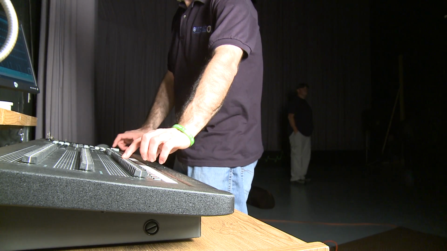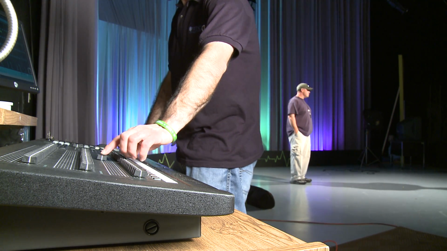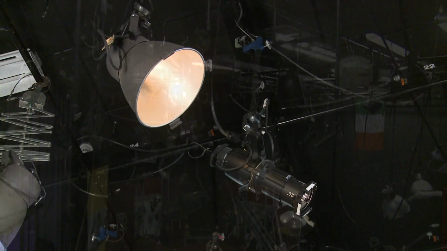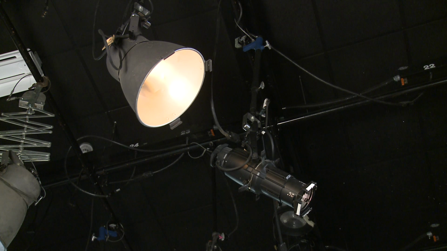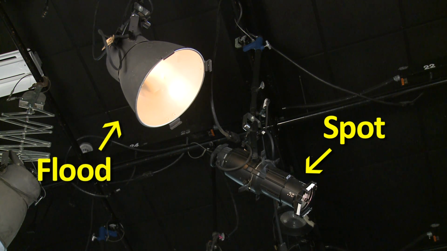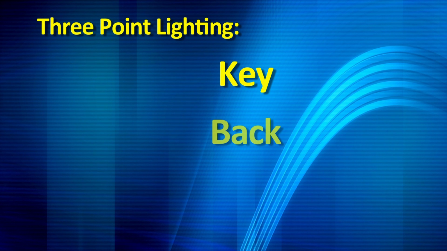To properly light something, we control the amount of light using the light board and the position of where we hang the lights from the light grid. Two types of lights that we use at WDSC-TV Channel 15 are spotlights and floodlights, and we position the lights in what is called three-point lighting. Three-point lighting is a lighting setup that uses three lights: a key light, a backlight, and a fill light.